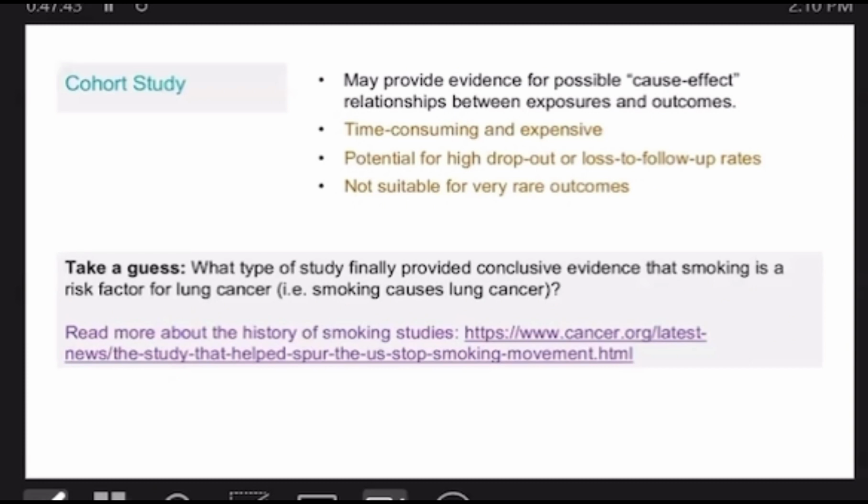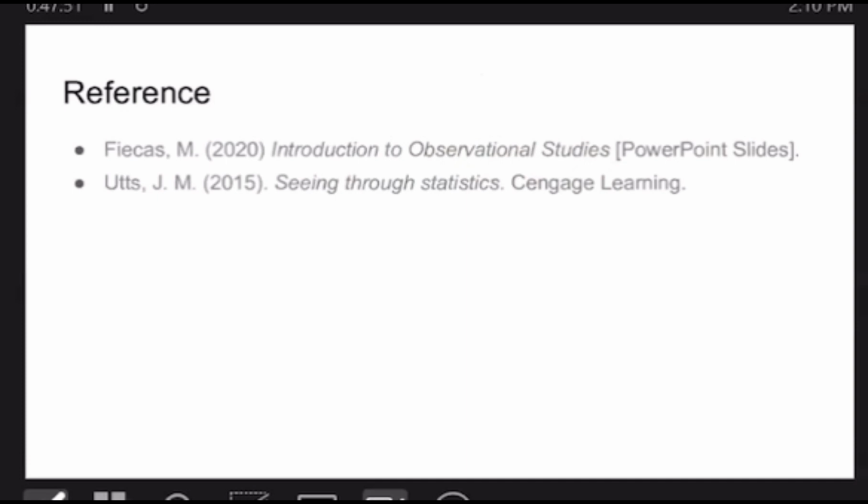If you want to learn more about that, you can click on that very link. I think I have some references here that are going to help you out. I will advise that you look at the 2015 one, Seeing Through Statistics, even though the 2020 one was part of the notes that I used.